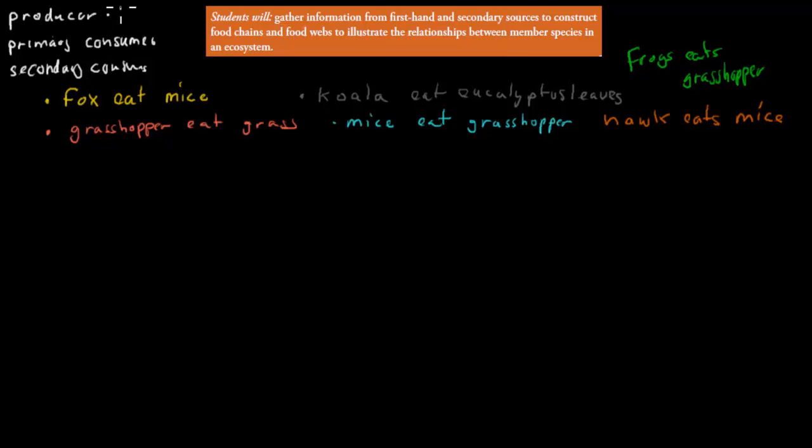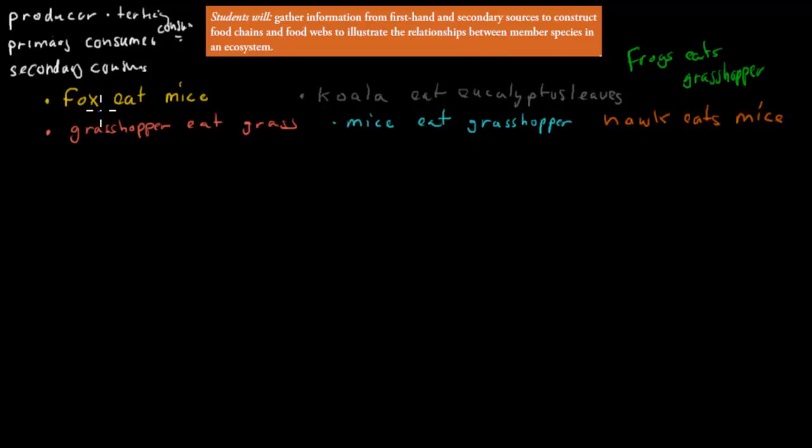And we've got the tertiary consumers, who are the ones who eat the secondary consumer. For example, the secondary consumer is a mouse, the tertiary consumer would be a fox. So these are some of the important terms. And now here's the information we've been given.